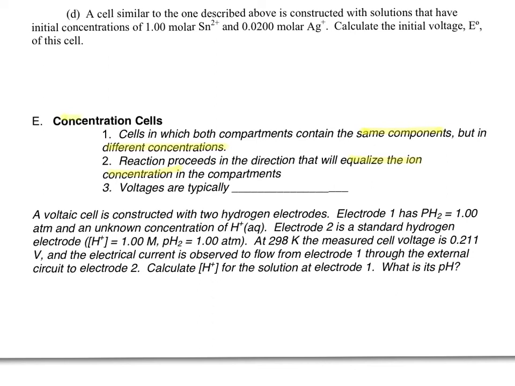Concentration cells are very weak. They have really, really low voltages, and as a result, you're really not going to see these in use in things like batteries, but you do see them in small electronics and in biological systems. Nerve impulses work a lot using concentration cells.